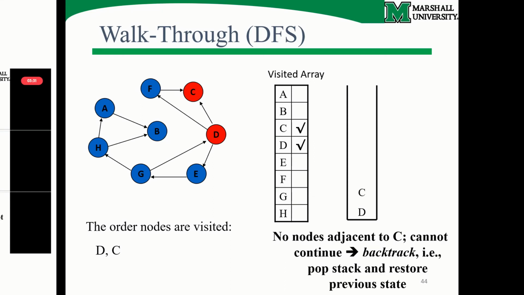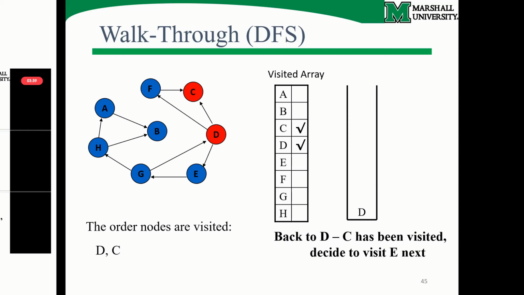As C does not have any adjacent node, we can pop C from the stack. Next, we go to the D again. At this point, not all the adjacent nodes of D were visited, so we will take the next node, which is E.